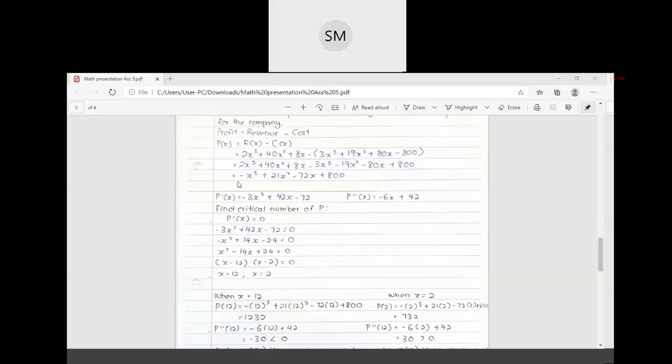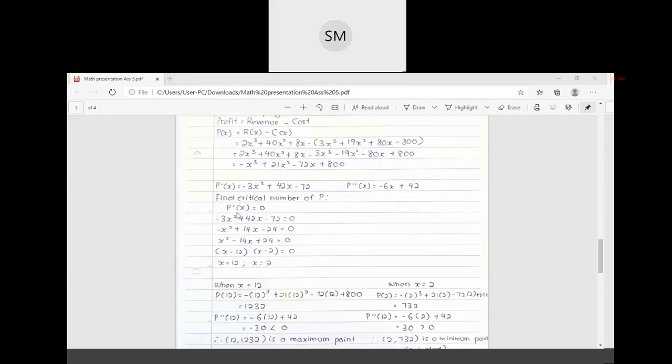From the equation that we get over here, we can find the first derivative, which I've written over here, and the second derivative, which I've written over here. So I've written two derivatives over here. So now we're going to find the critical number of P. Critical number of P, P'(x) is equal to 0. So we know the first derivative is this, given the function over here that I've written up there, is equal to 0.